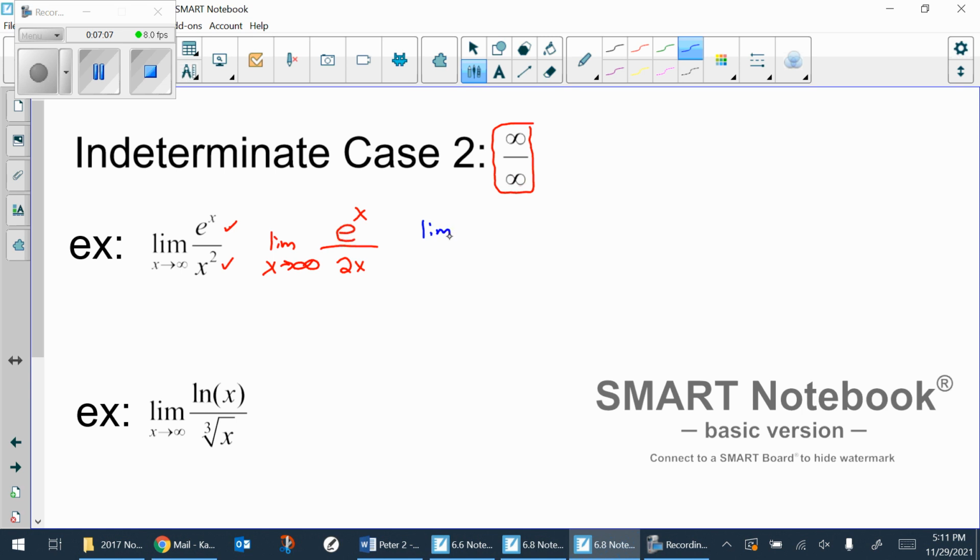I will take the limit as x approaches infinity, and the derivative of the top is still e to the x, but the derivative of the bottom is now 2. Now, as x gets huge, e to the x is huge. And what is huge divided by 2? Well, you might say it's half of huge, but this is going to keep growing and growing without end. And so we no longer have a situation where it's infinity over infinity, but the answer is infinity.